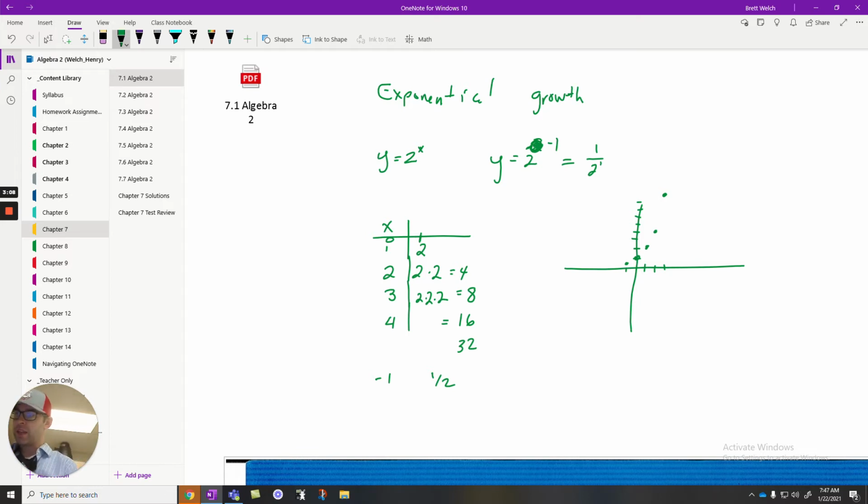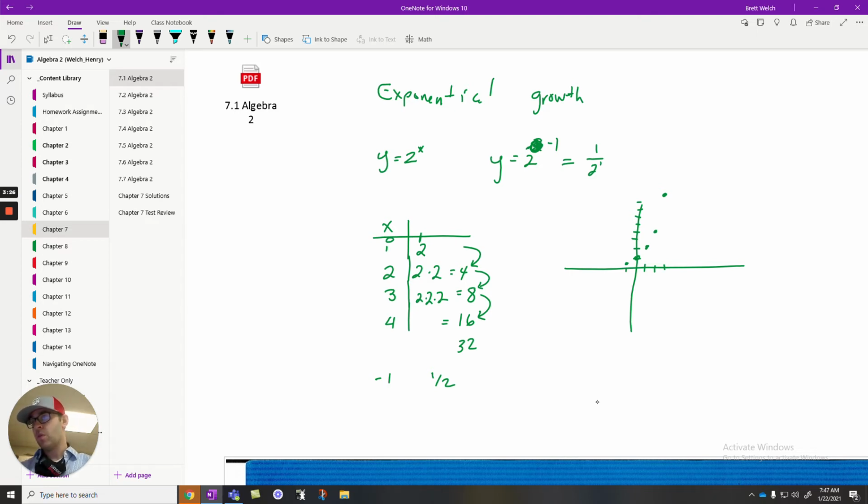Why? Because when we go to the right, we keep doubling our answer. From 2 to 4, we doubled it. From 4 to 8, we doubled it. From 8 to 16, we doubled it. If we were to go in the opposite direction, going to the left into the negatives, we would expect the opposite result. And it's true.